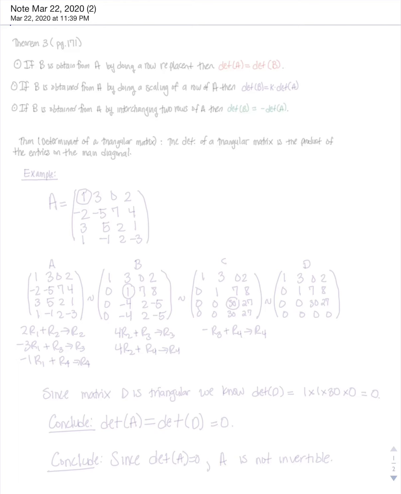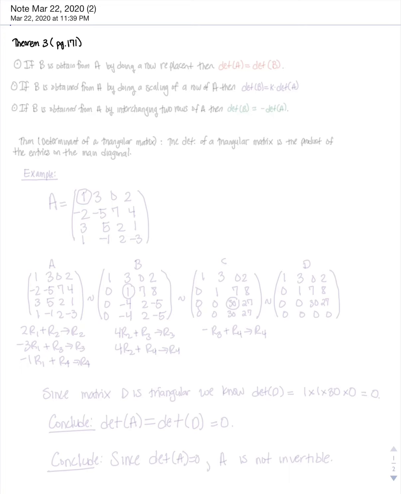In this example, we're going to illustrate how to find the determinant of a matrix by using our row operations. For reference, we will be using Theorem 3 on page 171 of your textbook. And what does this theorem tell us?